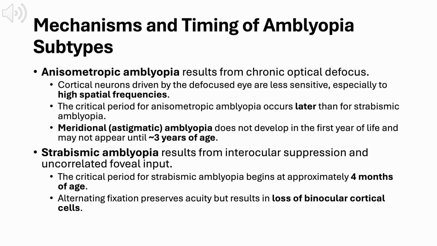Meridional, or astigmatic amblyopia, doesn't appear in the first year of life and may not show up until around 3 years of age. Strabismic amblyopia is caused by conflicting foveal input rather than blur. To avoid diplopia, the brain suppresses one eye, leading to early cortical changes. Its critical period begins much earlier, around 4 months of age. Alternating fixation can preserve acuity in each eye, but binocularity is still lost. In short, anisometropic amblyopia is slow and blur-driven, while strabismic amblyopia is early and conflict-driven.